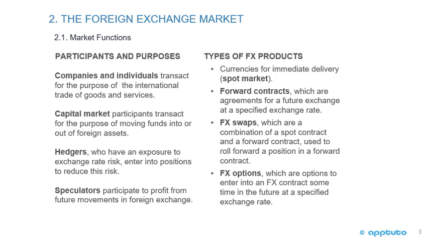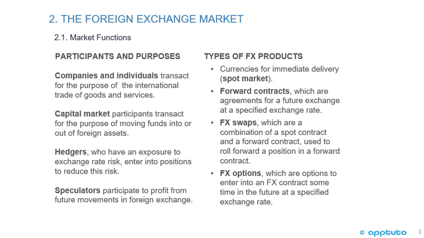So some of the types of FX products: currencies for immediate delivery, or the spot market. I take $100, I go to the exchange window and I get some euros or some Great Britain pounds. That would be an immediate delivery on the spot market. Forward contracts, which are agreements for a future exchange at a specified exchange rate.